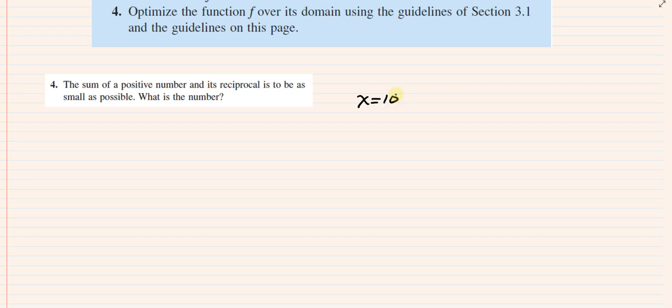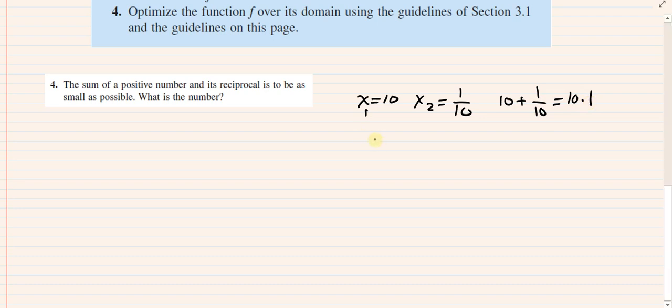So 10 is the number. The sum of a positive number and its reciprocal. Well, the reciprocal, call it 1 over 10. So right now I have 10 plus 1/10, so that's 10.1. Okay, that's what that means. We want this sum to be as small as possible.